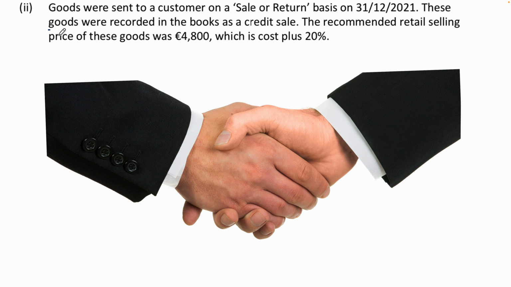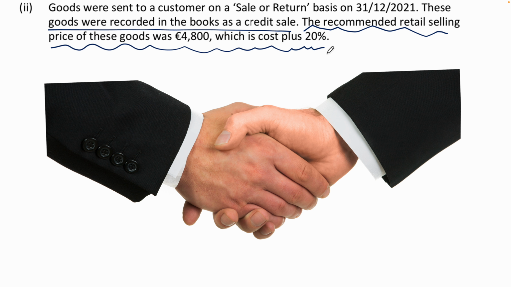Now it's saying that the goods were recorded in the books as a credit sale. So our bookkeeper recorded them as a credit sale in error. That was completely wrong for our bookkeeper to do that. Okay, so that should not have happened. So we need to rewind the credit sale. Now this is important information here. The recommended retail selling price of these goods was 4,800, which is cost plus 20%. Okay, so that's the only information we have.